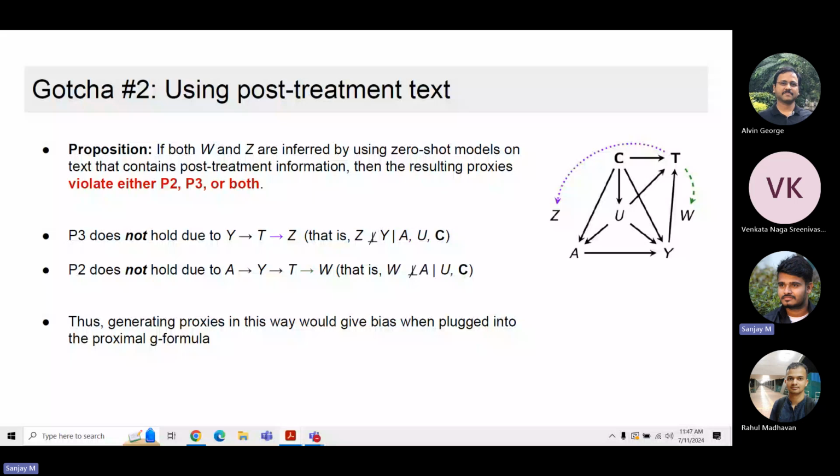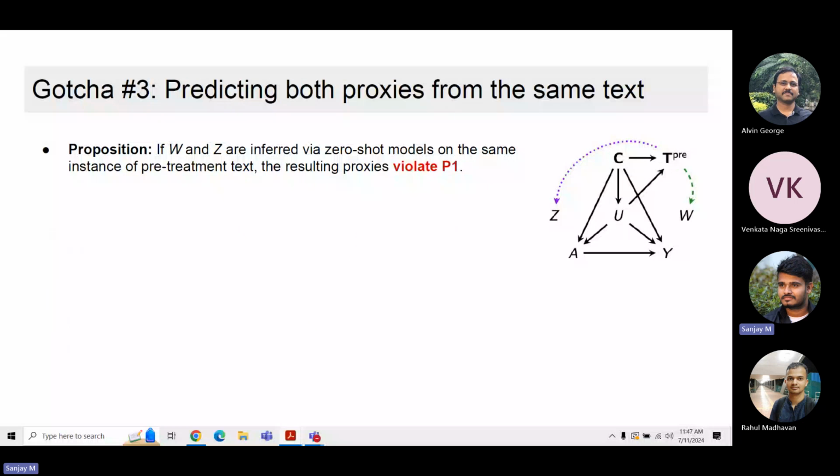All right. So why do we split the text? Let's say W and Z are inferred via zero-shot models on the same instance of pretreatment text, so we don't split. That clearly violates P1, right? We want the proxies to be independent of each other given C and U, but if you don't split the text, you just have a path through the shared text from Z to W, and so you're no longer okay for the condition P1. Yes.